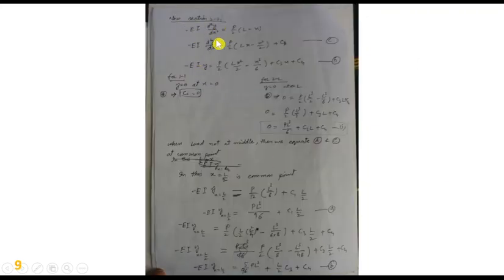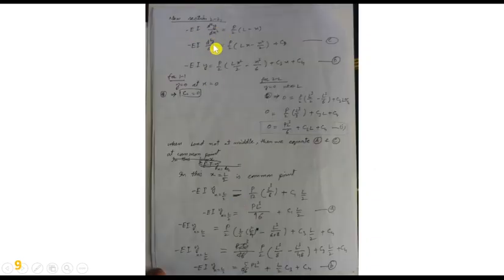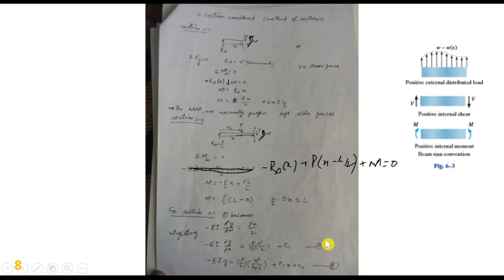Now at the second section, we will just put this instead of M. So minus EI d squared y over dx squared is equal to P by 2 into L minus X. Integrating will give us minus EI into dy over dx is equal to P by 2 into Lx minus x squared by 2 plus C3, that is equation C. Again integrating will give us minus EI into y is equal to P by 2 into Lx squared over 2 minus x cubed by 6, plus C3x plus C4, that is equation D. So when there are two sections, we are getting 4 equations.